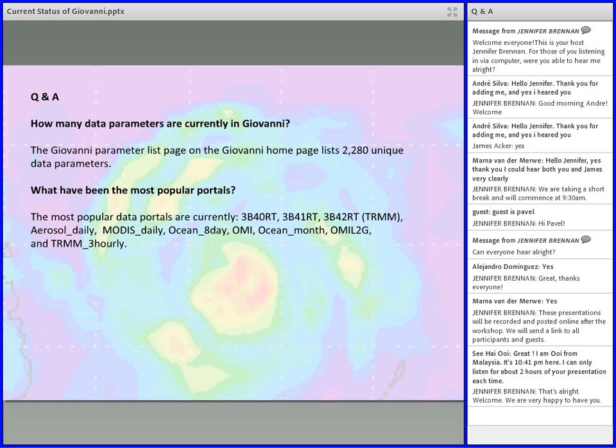We've been asked what our most popular portals are. I listed the actual titles of them here. Three of them are from TRMM, three different data products from TRMM. You can see the real time is quite popular. Our daily aerosols, the MODIS daily data products, the Ocean 8-day, that's the highest temporal resolution we have, the Ozone Monitoring Instrument, ocean monthly data, both of the ozone products, and the Tropical Rainfall Measuring Mission 3-hourly data are the most popular portals we have right now.